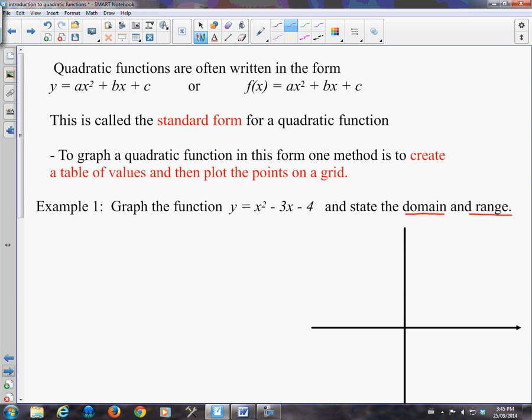Quadratic functions are often written in the form y equals ax squared plus bx plus c, or f of x equals ax squared plus bx plus c, f of x being our function notation. Both those are in standard form. We call it the standard form of a quadratic. The key thing that tells us it's a quadratic function is an exponent of 2. So a quadratic function always has an exponent of 2.